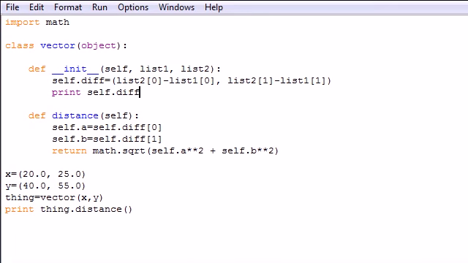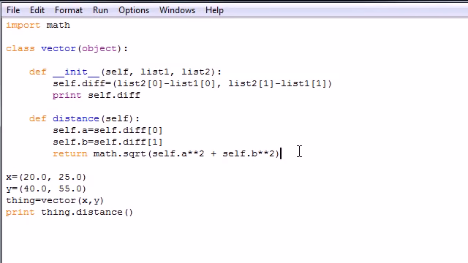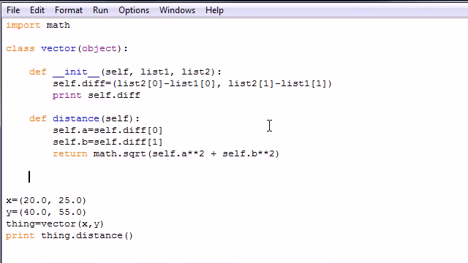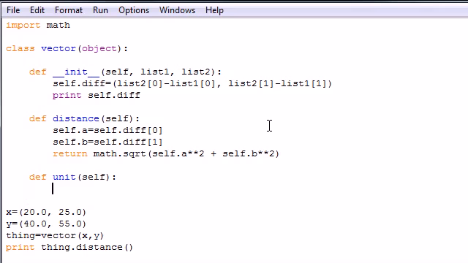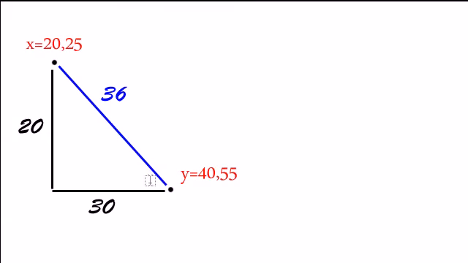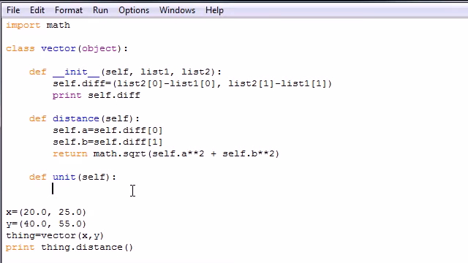So let's go ahead and do that right now. In order to do that, let me position this. We first need a new function, and I'm going to name mine unit. So put def unit self. Now let me show you guys how to calculate this. In order to calculate the x unit vector, what you do is take the side of A and put it over the distance, and in order to calculate the y unit vector, take the y side and put it over distance. So 20 over 36 and 30 over 36.